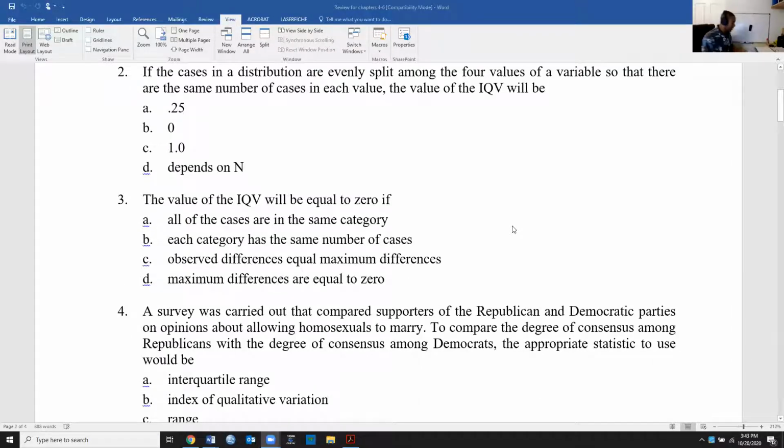So number 3, the value of the IQV will be equal to 0 if what? A. A, if all the cases are in the same category. So good. As an example that we just used, if everybody's a Democrat, there's no diversity, so the IQV is going to be equal to 0 in that situation. Anybody have any question about that?